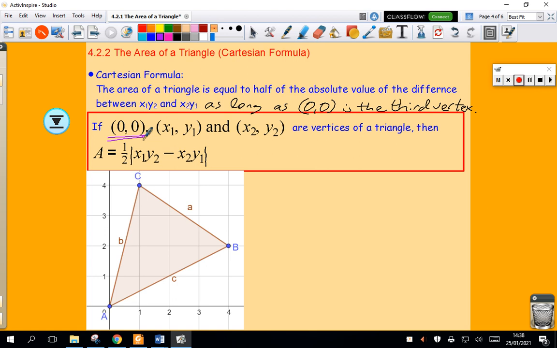So if we look at this example down here, we have one vertex of the triangle at 0, 0. That means the formula will work here. The other 2 points can be just seen from the graph. C is the point 1, 4. B is the point 4, 2. Okay, so what we have, x1, y1 and x2, y2. It doesn't really matter which you call which. What really matters is that 0, 0 is in this. So B is my first point, and this will be my second point. So x1 is 4, y1 is 2, x2 is 1, y2 is 4.